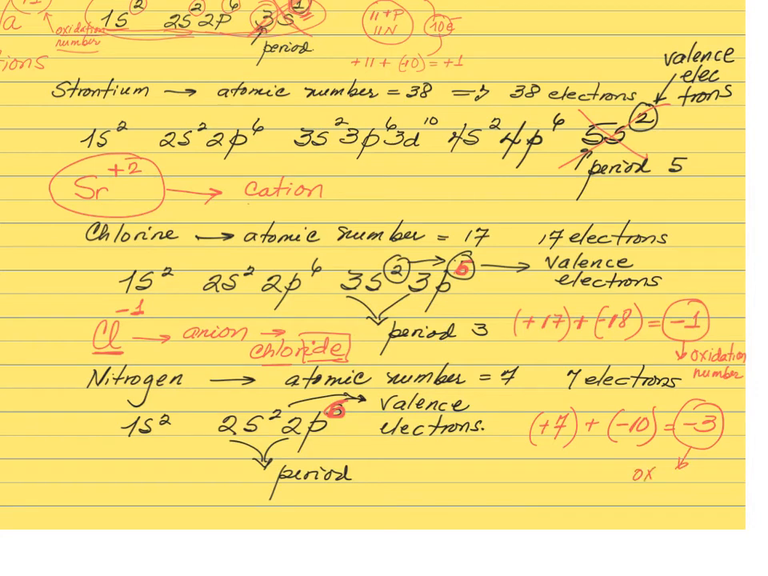Oxidation number of nitrogen. Oxidation number, nitrogen, positive 3, oh my goodness, what a mistake, negative 3. Remember that nitrogen is a non-metal. The tendency is just to gain electrons, and this is simple. Metal, positive ion; non-metal, negative ions, and it's not nitrogen anymore, it's nitride. And that number over here is the oxidation number.